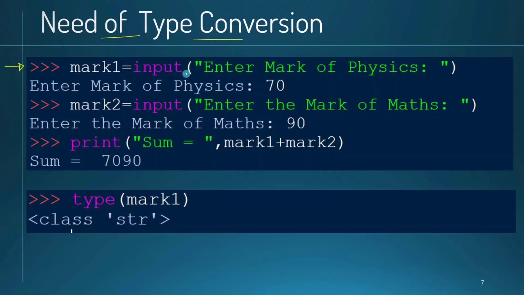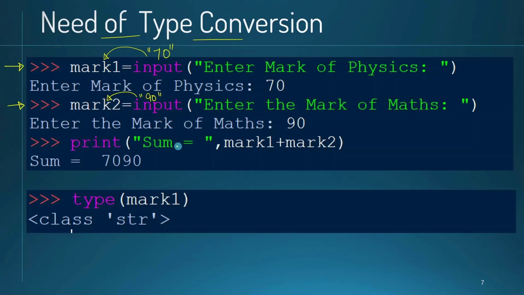I have my input function, and in the input function I have written enter the marks of physics, so that will be printed out, and now 70 will be entered by the user. But you should know the input function reads 70 as a string, and it is stored as a string into mark 1. The same thing happened to mark 2. Marks 90, which is inputted by the user, will be read by input as a string, and it will be copied to mark 2.